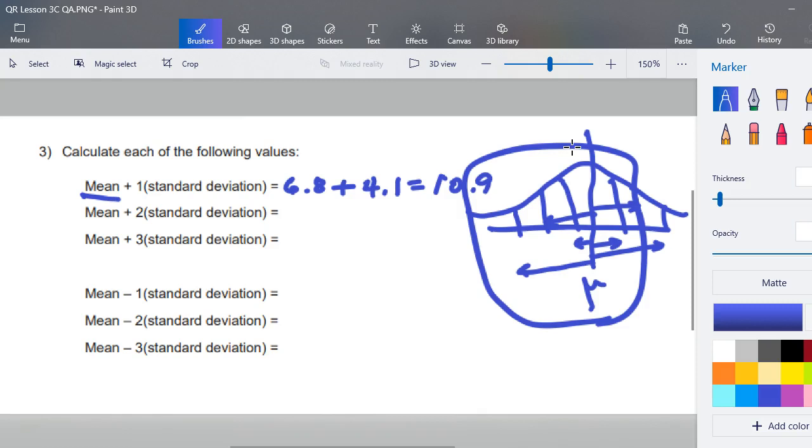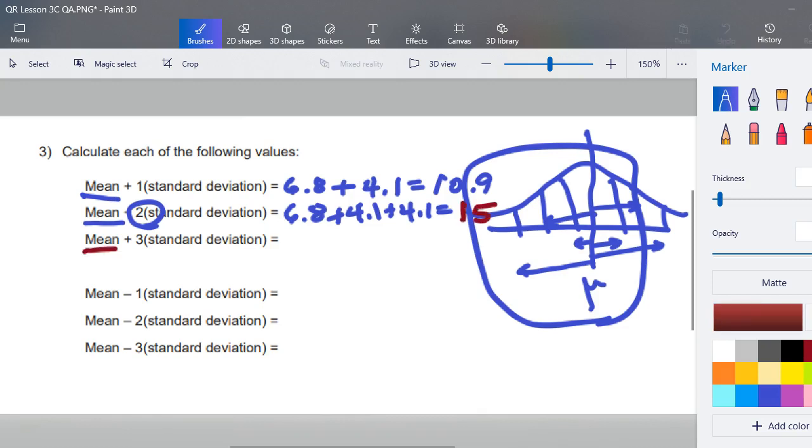The next thing we need to look at is, let's take the mean again, but this time let's go up 2 standard deviations. Let's go away from it a 4.1 and go away another 4.1. Calculate those numbers, and I'm getting that that number is going to be 15.